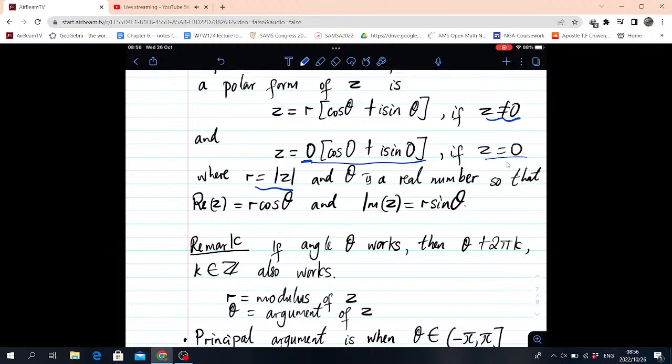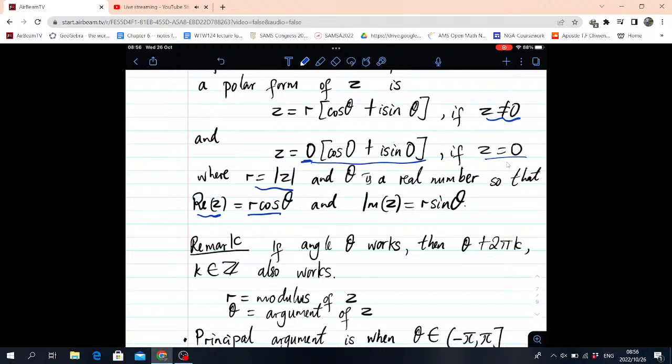Such that the real part of Z is R cos theta and the imaginary part is R sine theta. So that's how we define a polar form of Z. There's another one that we'll talk about, I think, on Friday, but this is the first one. A polar form of Z would look like that, right?